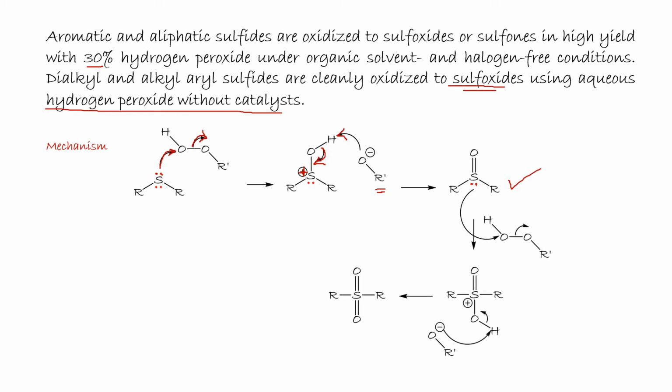These two electrons will attack further on the peroxide, cleaving again the OO bond to form the same type of species, S with positive charge, OH. The alkoxide will go back and abstract the proton, leaving these two electrons to form S double bond oxygen and furnish sulfone.